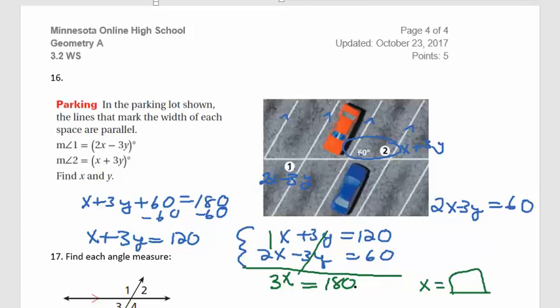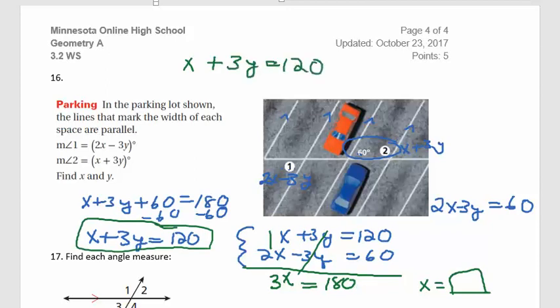Once you know what x is, you're going to plug it back into one of your equations to find y. I would use this one. So x plus 3y equals 120. But now we know what x is, so we take what x is and put it in here. And then you'll subtract whatever that is from both sides. And then you'll get 3y equals something, and divide by 3, and you'll know what y is.